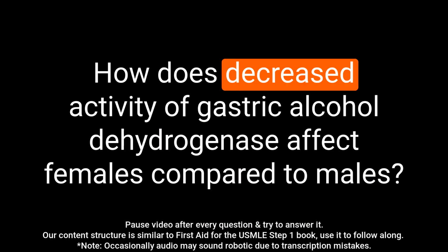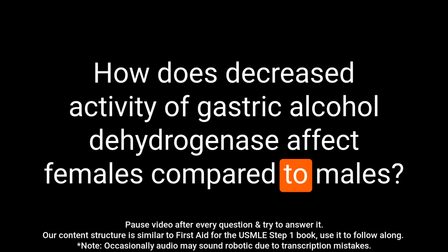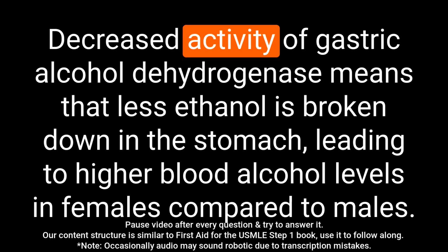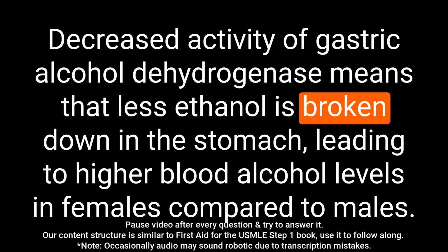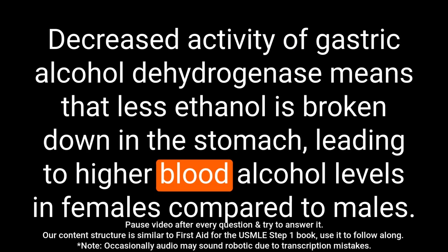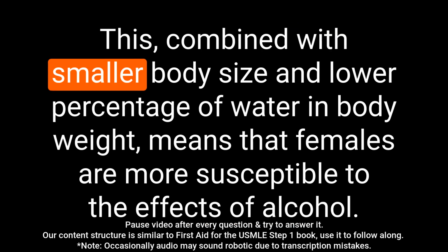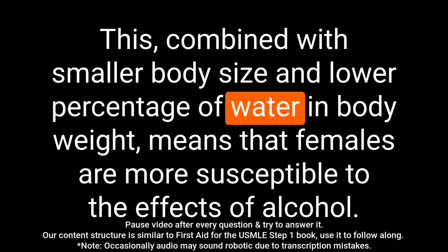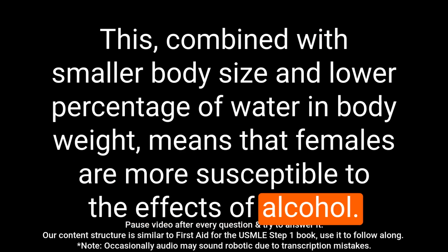Question: How does decreased activity of gastric alcohol dehydrogenase affect females compared to males? Answer: Decreased activity of gastric alcohol dehydrogenase means that less ethanol is broken down in the stomach, leading to higher blood alcohol levels in females compared to males. This, combined with smaller body size and lower percentage of water in body weight, means that females are more susceptible to the effects of alcohol.